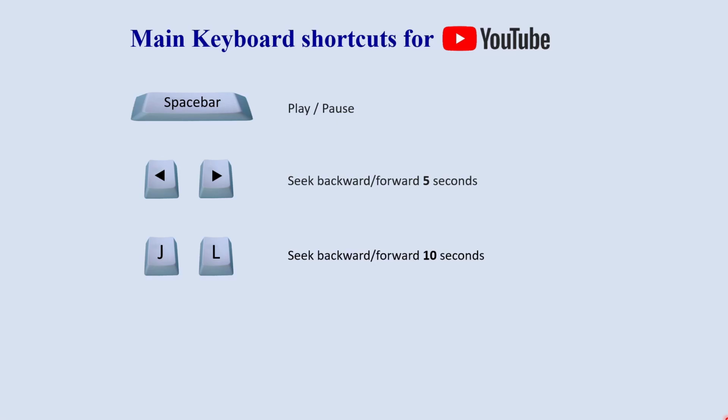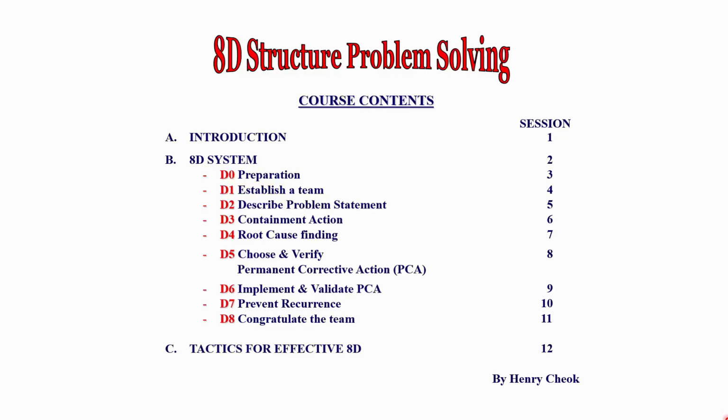The last two keys we would like to introduce to you are less than, and more than. These keys allow you to slow down or speed up the video playback rate. If you think that the pace of my video is too slow for you, feel free to use this more than key to increase the speed. Okay. Let's get back to our 8D training.